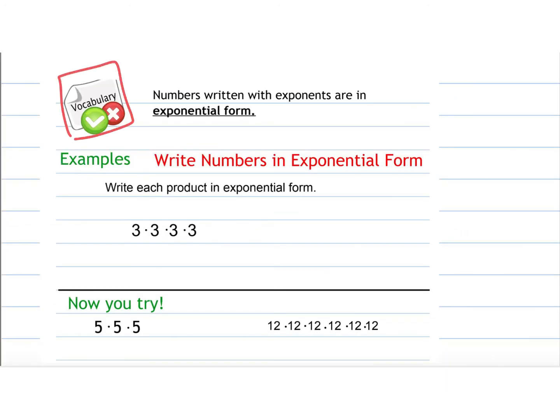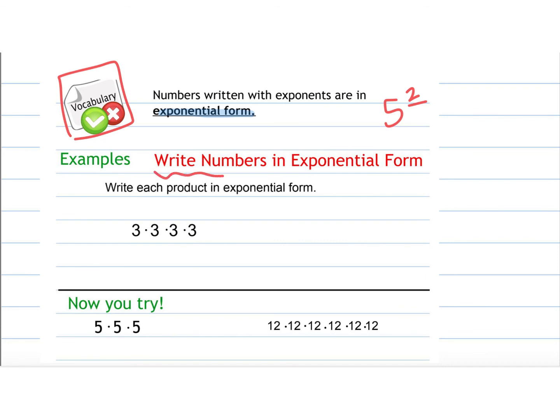Okay, we've got more vocab. Pause and write this down. Numbers written with exponents are in exponential form. There's another vocab word, exponential form. So this is when we actually have the number written down with an exponent. So 5 to the power of 2, or 5 squared. That's an exponential form because it is written with an exponent.